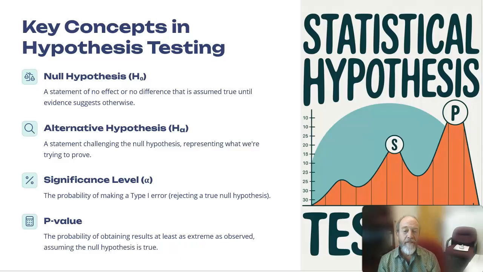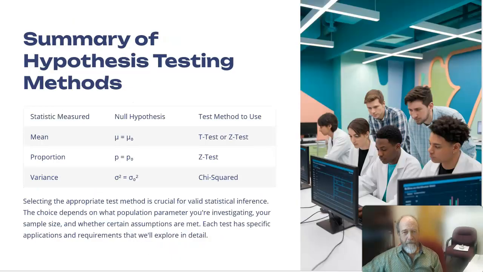Now, another statistic that's handy here is the p-value, which is the probability of obtaining results at least as extreme as observed, assuming, now I'm not saying stating, but I'm saying assuming that the null hypothesis is true. So if the null hypothesis is true, if it is correct, the probability of obtaining results at least as extreme as observed would be your p-value. However, if the null hypothesis is not correct, don't worry about it.